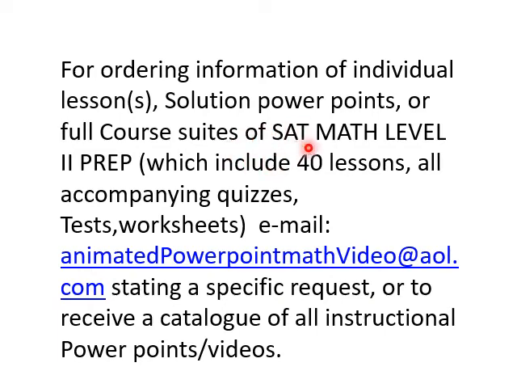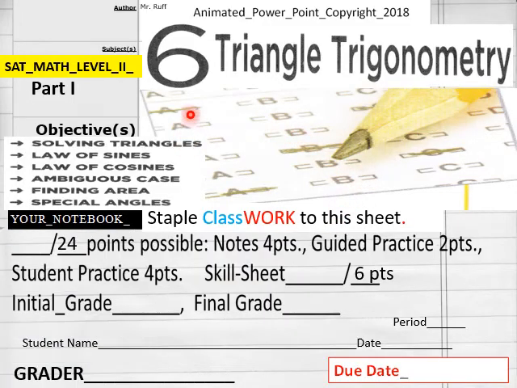Hello everybody, get ready to do chapter 6 of SAT Math Level 2 preparation. Chapter 6 is about triangle trigonometry. You got 24 points, so we'll go into your notebook guide, have those out. The objectives are solving triangles, law of sines, law of cosines, ambiguous case, finding area, and special angles.